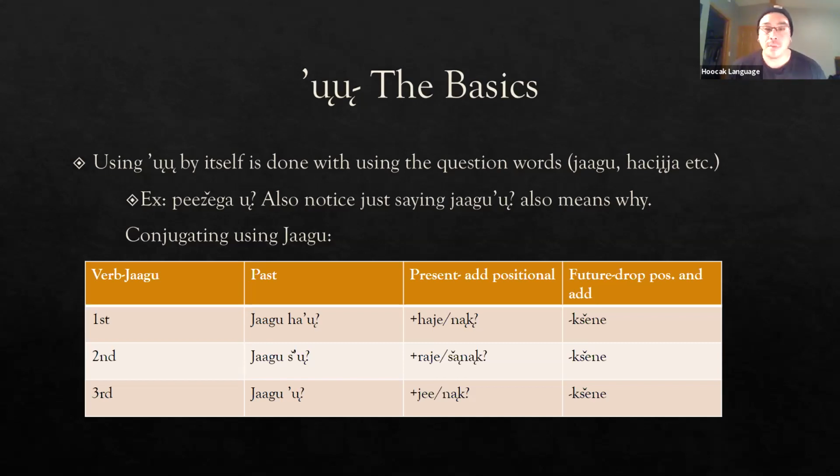All right. So if you're going to make that a future tense sentence, you're just going to drop the positional. So you're not going to use the present tense. You're just going to say jagu ha'u shane. What am I going to do?